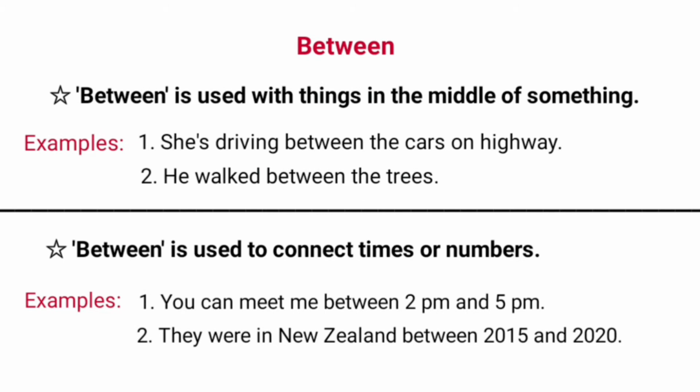Between is also used with things in the middle of something or in the space restricted by something. Example, she is driving between the cars on highway. It's clear that she must be driving between two rows of cars. Second example, he walked between the trees. Here you can very well imagine trees on his two sides.